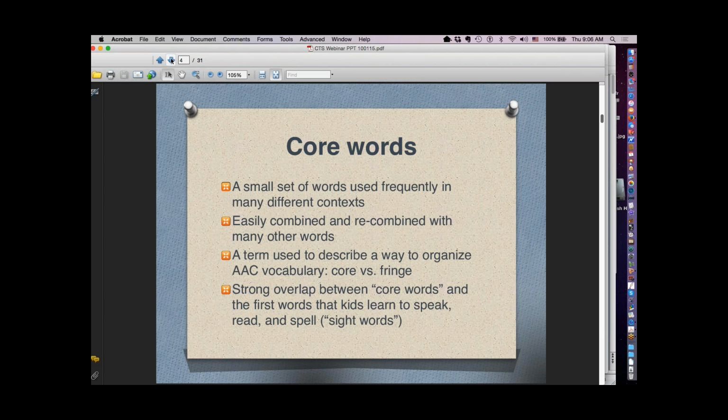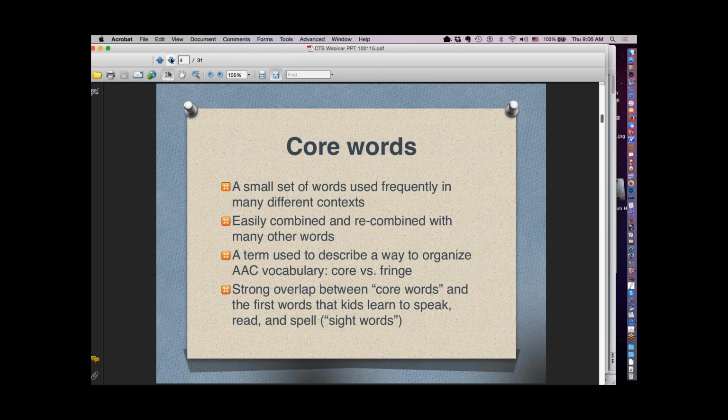And just for quick review, you may have hopefully watched Maureen Nevers' webinar last week where she talked about what core words are and just gave a deeper explanation of what they are. But just as a reminder, core words are a relatively small set of words that we use frequently all across the day in many different places. And the real power of core words is that they're easily combined and recombined with lots of other words to express just a huge range of messages.